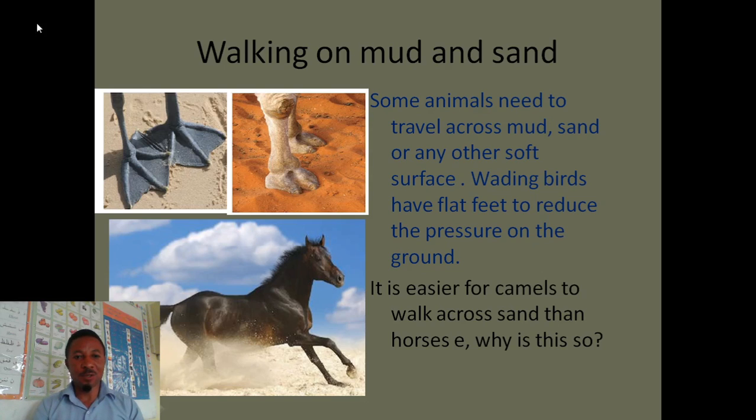The same thing applies to a camel. Very heavy, very large, bigger than a horse, but it is able to walk on sandy areas like a desert. But a horse cannot. You cannot use a horse to travel on a desert. It cannot walk on a desert that easily, but camels do. The reason why a camel can travel on a desert or on sand easily is because their feet have a wider surface area, so they exert low pressure.